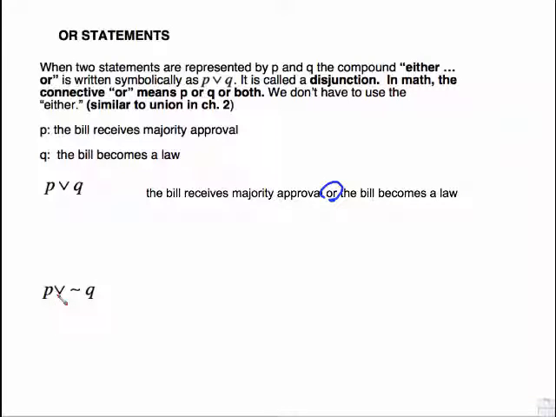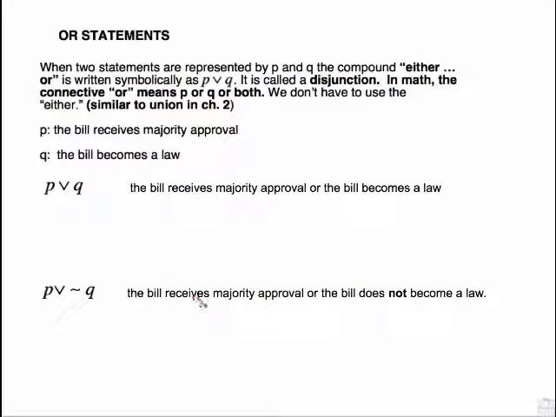The next says P or not Q, so I need to keep P what it was up here, and it's still or, but it's not Q. Will give me the bill receives majority approval. That is the P. There's our connective of or. The bill does not become a law, and I needed the not in there because of the tilde.